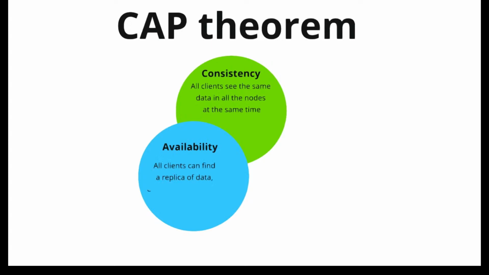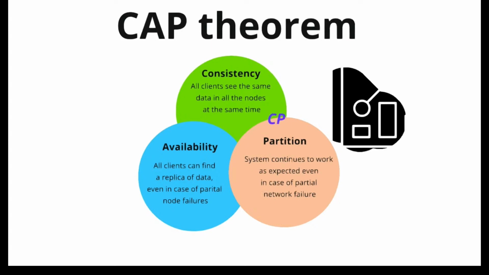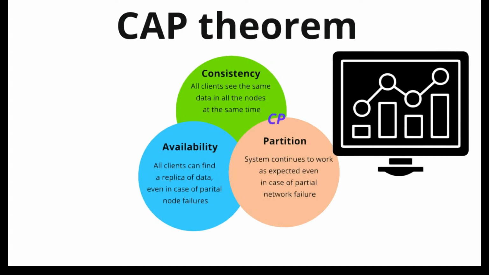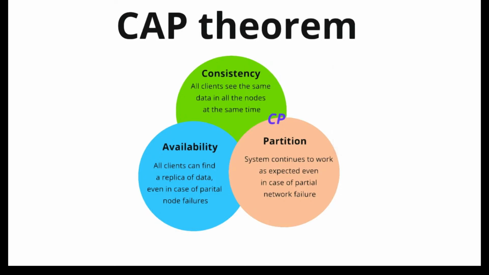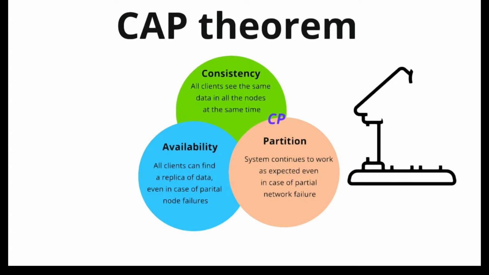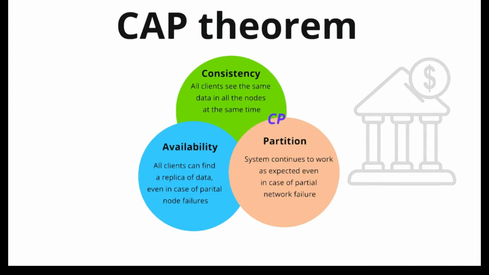Availability is when, if one server is down, other servers can still process requests. And partition tolerance means the system continues to function even when network failures occur between nodes. The trade-off is you must choose 2 out of 3 based on your use case. One is CP, consistency and partition tolerance. The system always returns the most recent data but may sacrifice availability during network issues.